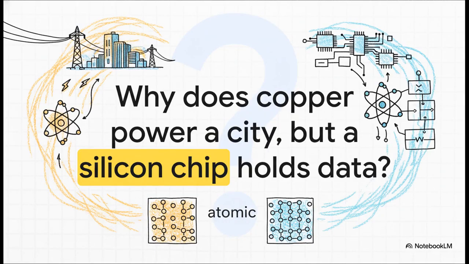Yeah, this is a great question, right? Think about it. On one hand, you've got a simple copper wire that can let electrons just flow like a river, enough to power a whole city. But then you've got a silicon chip, which is all about control, telling those same electrons exactly when to go and when to stop. That's how it holds data. The answer to this whole puzzle, well, it's way, way down at the atomic level.